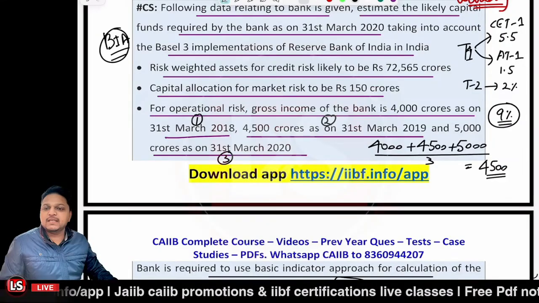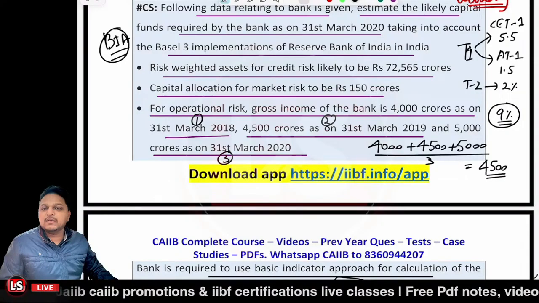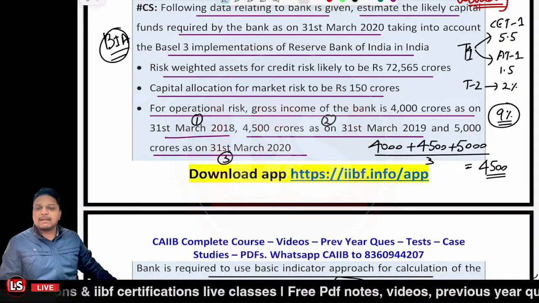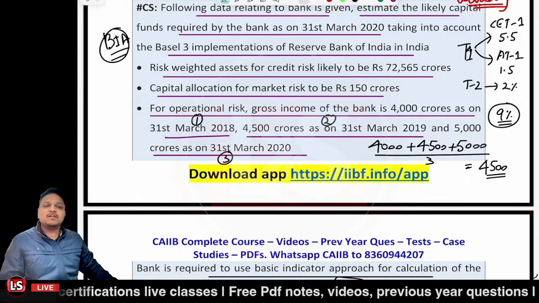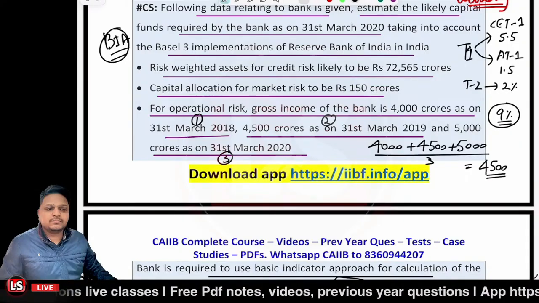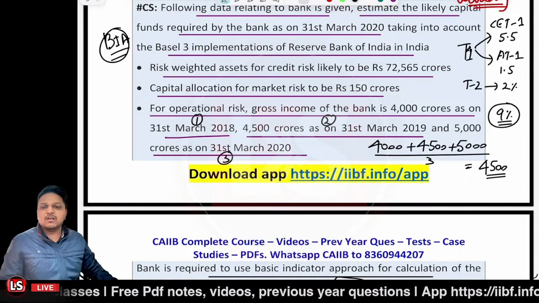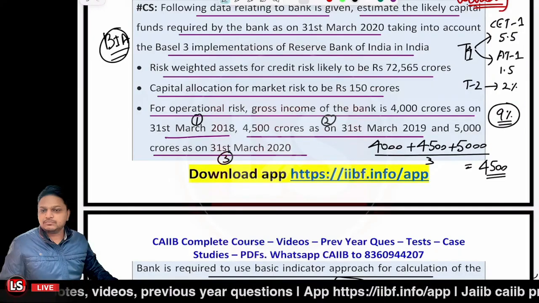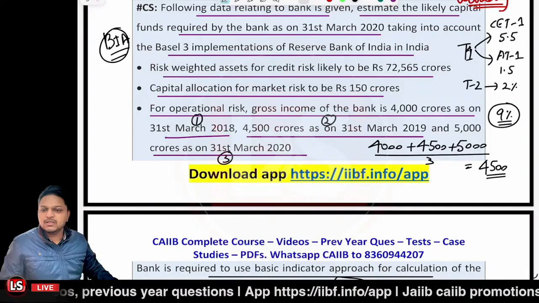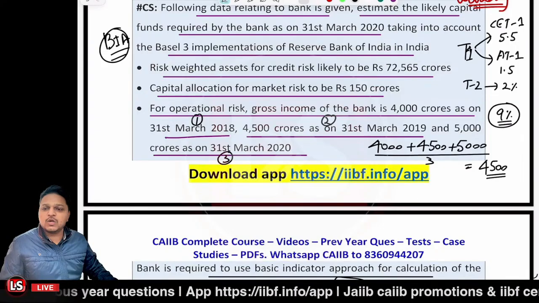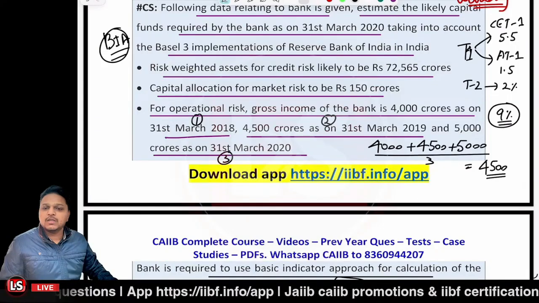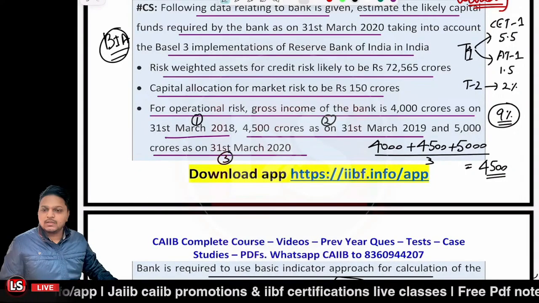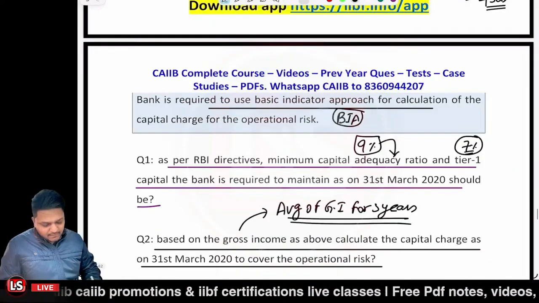It is 4,500, right? And step 2 would be related to what? As per the Reserve Bank of India, the alpha value is fixed at what percentage? It is fixed at 15%, right?